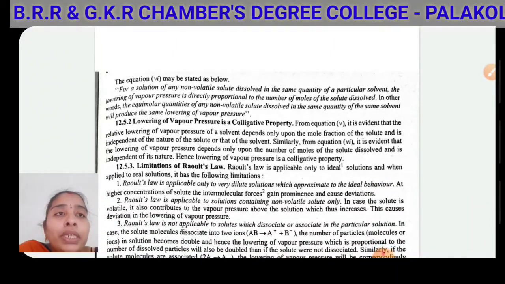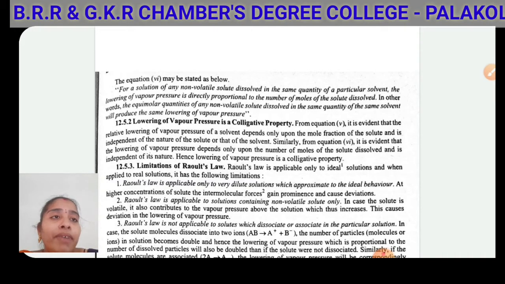Lowering of vapor pressure is a colligative property. What is a colligative property? A colligative property is a property of solutions which depends upon the number of solute particles, that is, the concentration of the solute particles, and does not depend upon the nature and size of the solute particles.